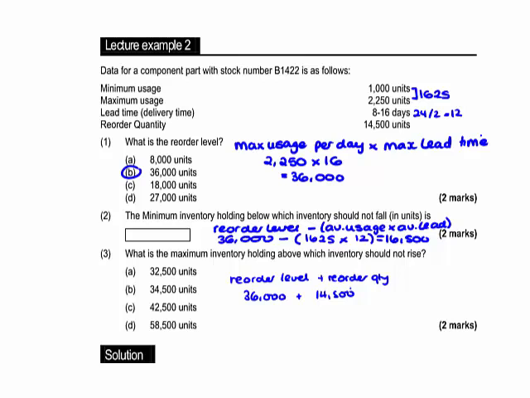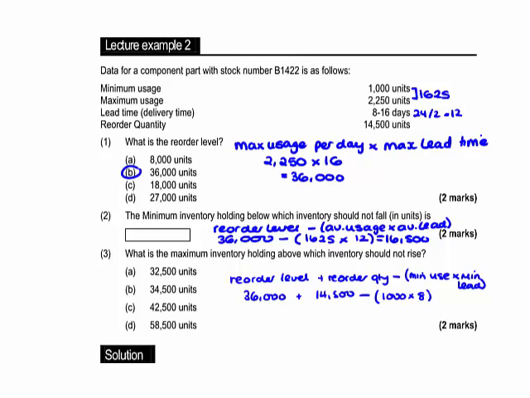But we have an assumption then that from the point at which we reorder, we'll actually be using up stock. So we need to take away from that the minimum usage times by the minimum lead time. So if we assume then we've used as little as possible, the minimum usage then is 1,000 units per day, and the fastest it could come in is 8 days. So we assume then that the minimum we would use between placing an order and it arriving is 8,000 units.